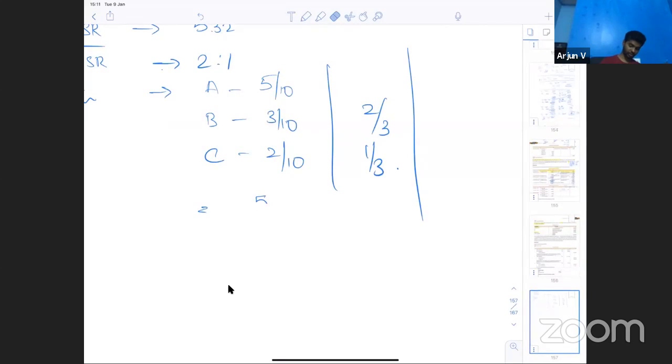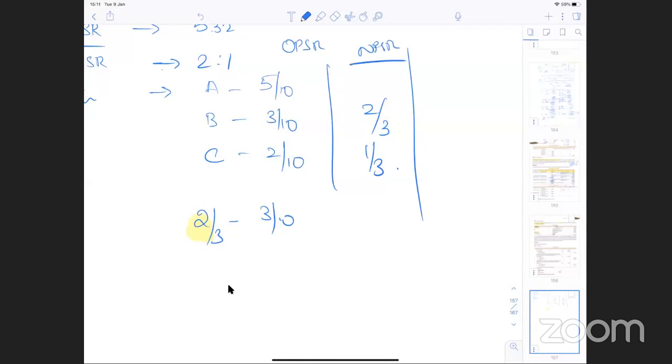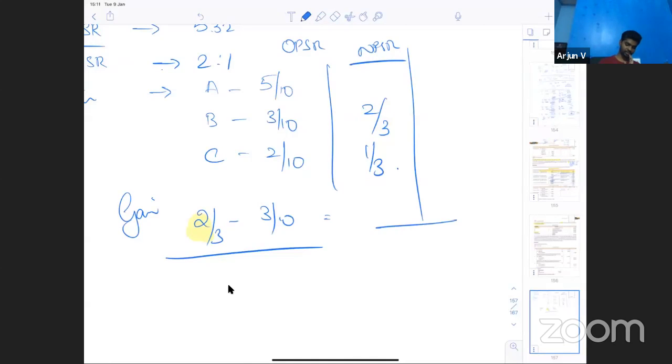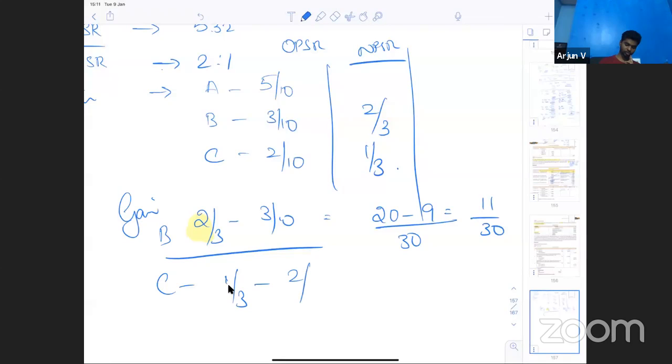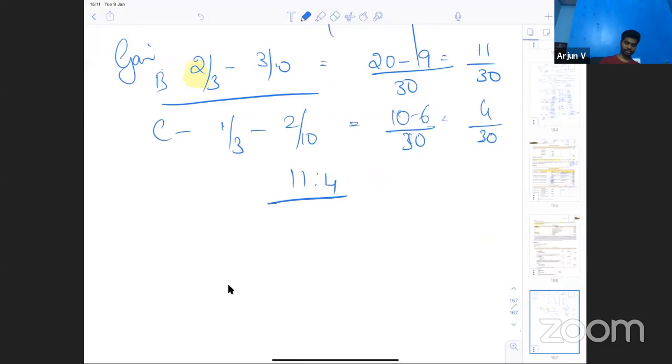Old ratio minus new ratio. That is, for B it will be 2/3 minus 3/10. This is my old OPSR. NPSR. I told you to calculate gain ratio. We'll do NPSR minus OPSR. That is 20/30 minus 9/30, 11/30. For C it will be 1/3 minus 2/10, 10/30 minus 6/30. So 11:4 is the gain ratio, right?